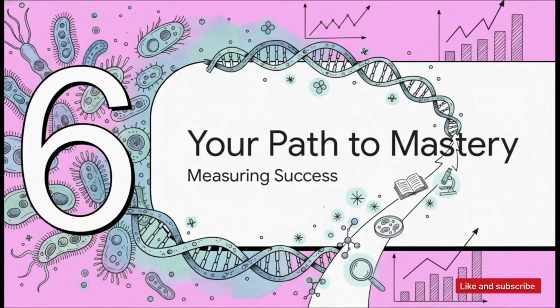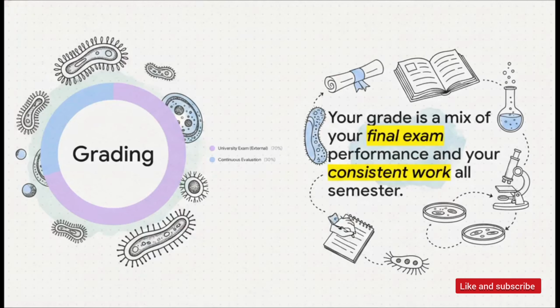Okay, and finally, let's talk about how you're graded. How is your progress on this mission going to be tracked? Let's just demystify the whole assessment process so you know exactly how to show that you've mastered this material. It's a really straightforward breakdown. The biggest chunk of your grade, 70%, comes from that final university exam. The other 30% is based on your continuous evaluation all through the semester. So what that means is your day-to-day work and your final performance both really matter.